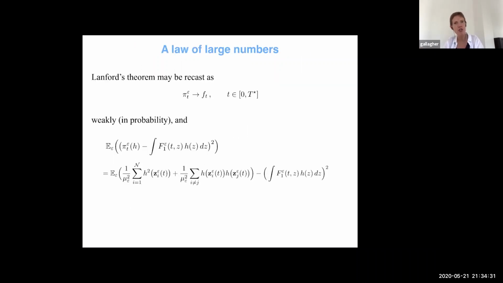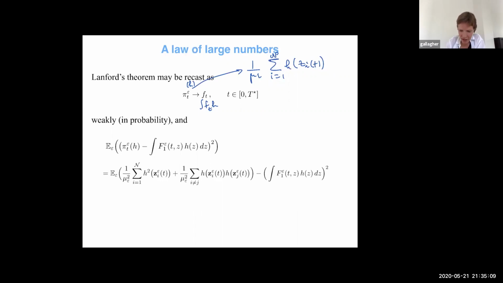So before doing that, let me just show you why Lanford's theorem is actually a law of large numbers. So remember I had defined this empirical distribution. At time t, by definition, it is just 1 over mu epsilon, the sum from 1 to n, where n is the number of particles, which is random, of a function h computed at z_i of t, where z_i of t is the position and velocity of my particle i at time t. And pi epsilon of h converges to the integral of f at time t times h. So that's what Boltzmann tells you.